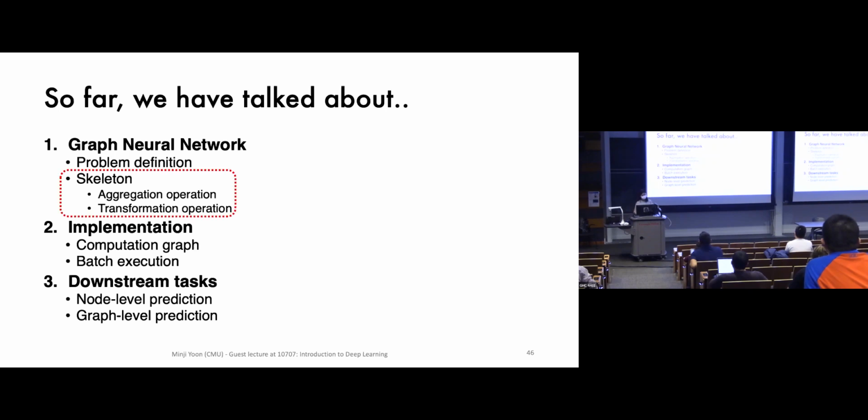So from now on, we will look into what kind of open research questions there are in the structure of graph neural networks. Before going over, do you have any questions?